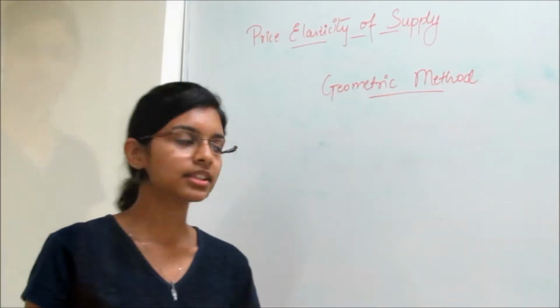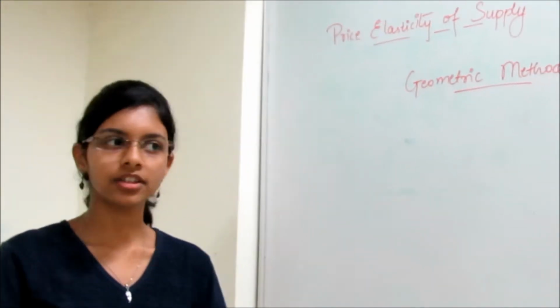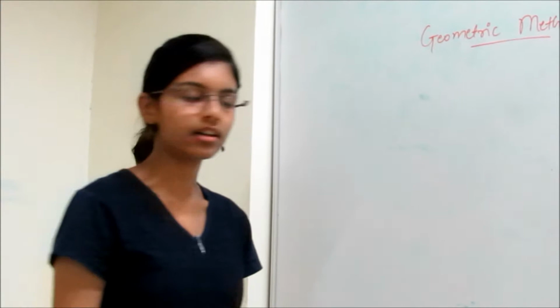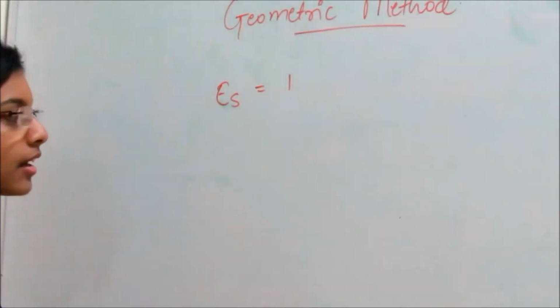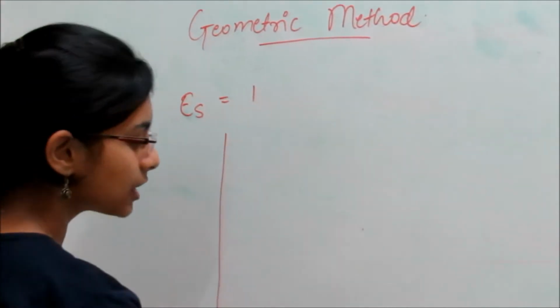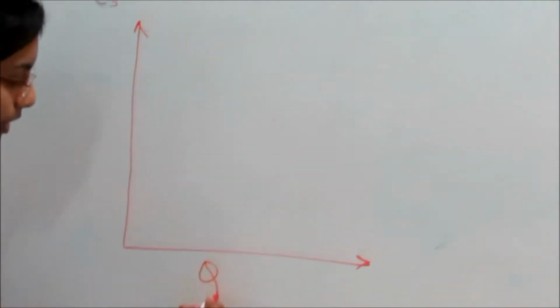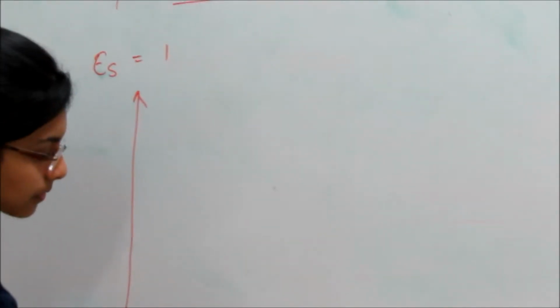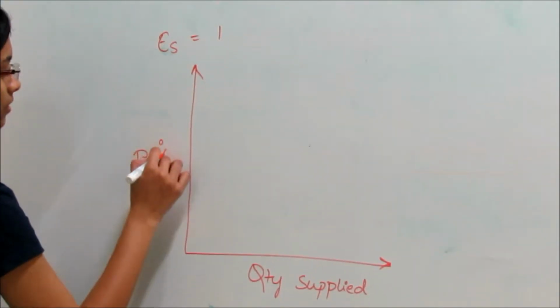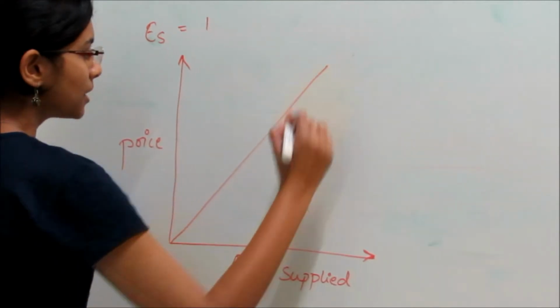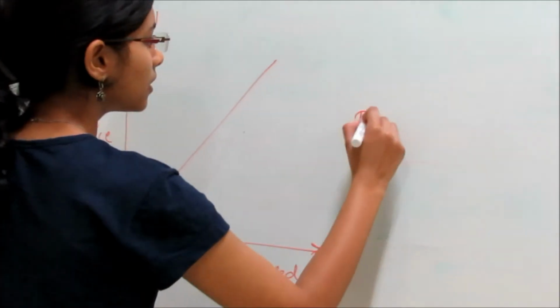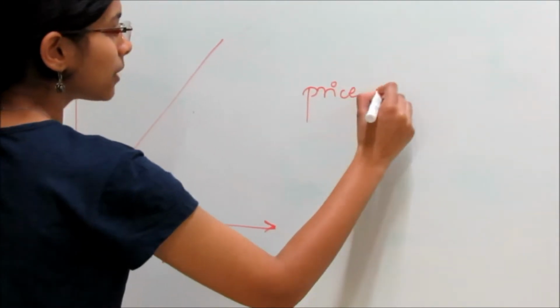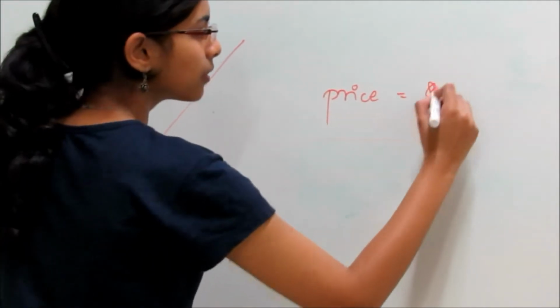Okay, so now let's look at the geometric method. Now there are 5 situations in which this can be shown. The first one is when ES is equal to 1. Basically, if this is the quantity supplied and this is the price, then the graph will be a straight line starting from the origin, and this is the situation when the price is equal to the quantity supplied.